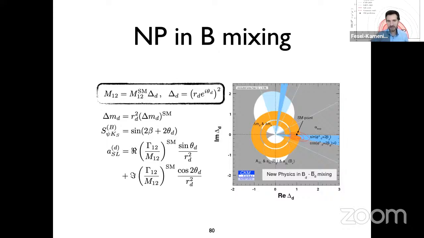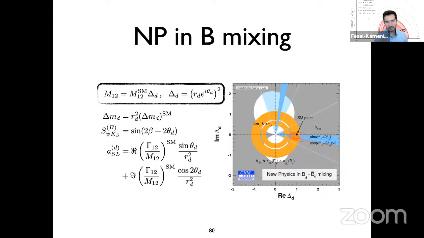So we have two parameters, which are here denoted with RD and theta D. And doing that, one can now actually rederive predictions for all the observables which are related to B-B bar oscillations, like the oscillation frequency or the mass difference between the neutral B-meson eigenstates relative to the standard model predictions.